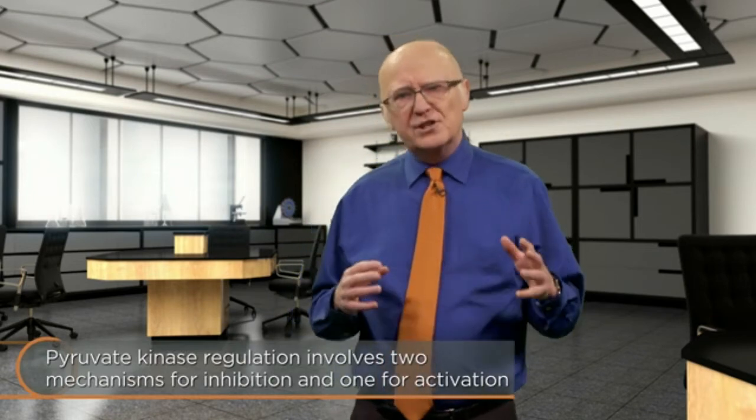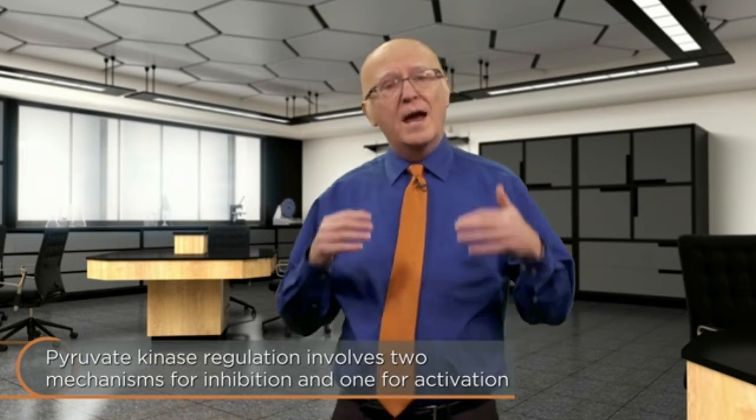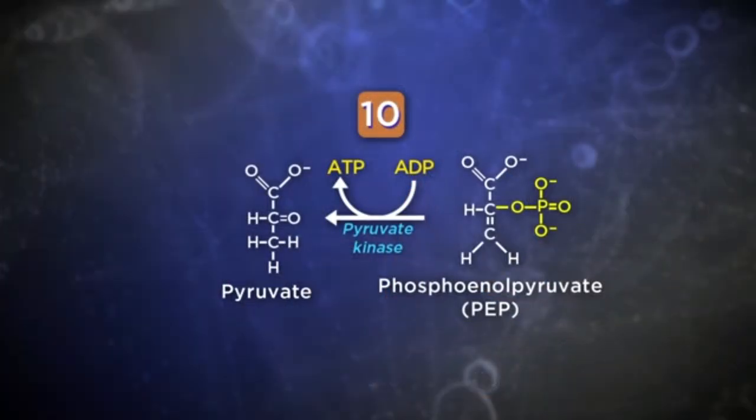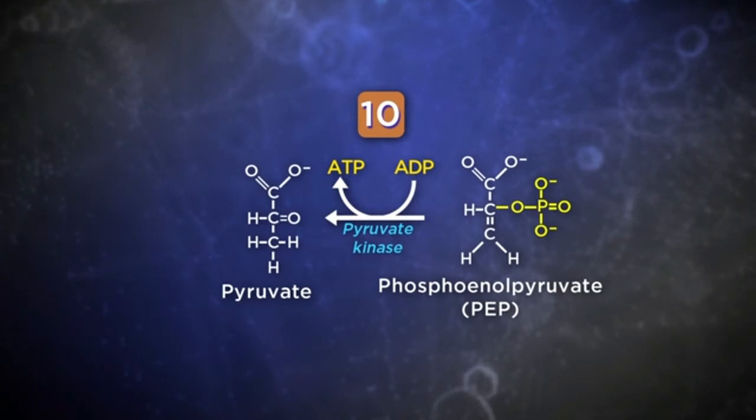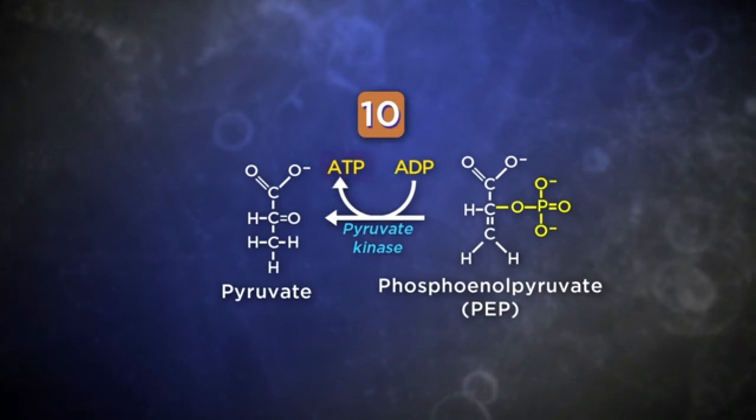The final enzyme controlled in glycolysis is pyruvate kinase at step 10. Metabolic pathways do not typically have control mechanisms operating at the last reaction of the pathway, but in this case, it makes good cellular sense. The regulation of the pyruvate kinase depends on 2 mechanisms for feedback inhibition and 1 for activation. Both of the inhibition mechanisms involve byproducts of the pathway inhibiting the pyruvate kinase enzyme at the end of the pathway. The first inhibitor is ATP.